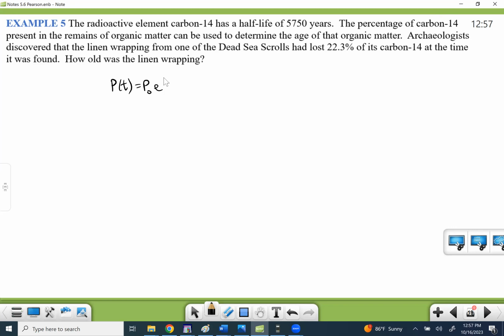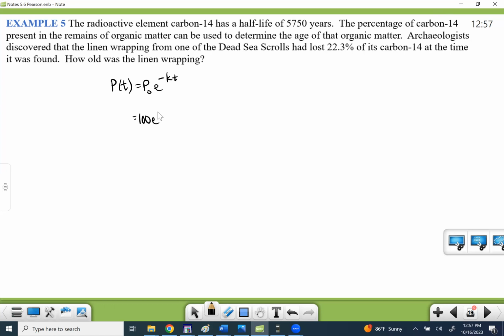So it is decaying. So we're going to put a negative on that K, you guys. All right, now this one's kind of tricky because remember, this is the original amount and this is the amount after some time has passed. So one way to think of it is it's going to start off with 100% of its carbon-14.